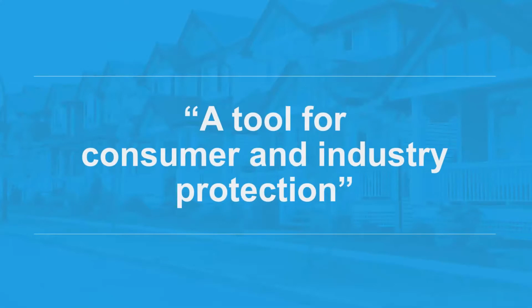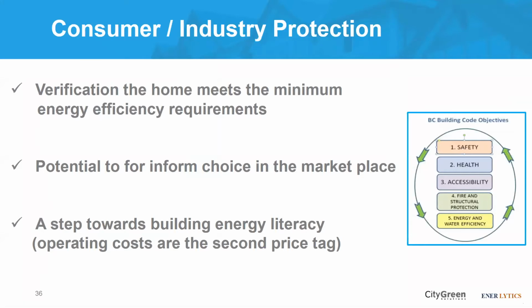The BC Energy Step Code is also a tool for consumer and industry protection. The BC Energy Compliance Report provides a verification that the home meets the minimum energy efficiency requirements of code. The compliance report also provides the potential to inform choice in the marketplace. That is, homeowners wanting to purchase a more efficient home, a step 5 home, for example, can use the compliance report to know and verify that the home they have purchased and had built for them meets that level of efficiency.